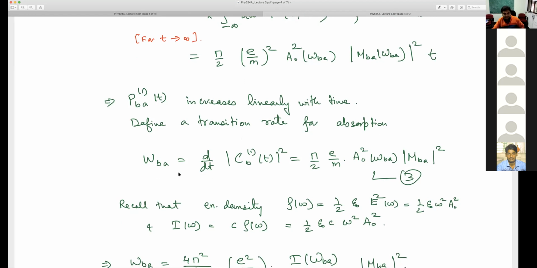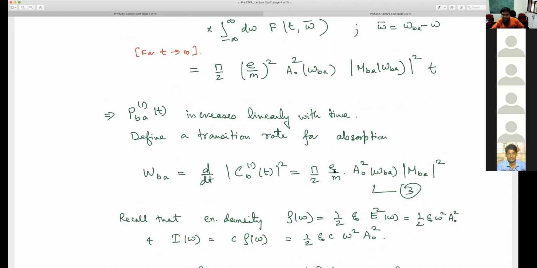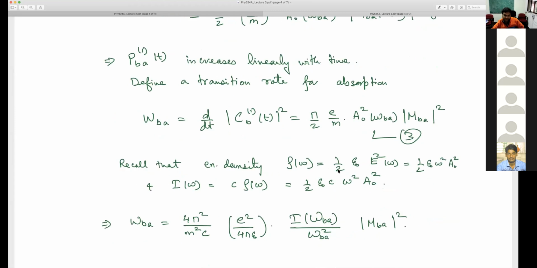So W_BA, which is just the derivative of this probability, P_1 BA, d by dt of mod C_B1(t) whole square. And this I can just immediately write from this equation which is right above. So pi by 2, e by m whole square. The square seems to be missing here, a typo. A0 square, omega BA and M_BA whole square basically. So this equation which I've written as equation 3 is half, the power of e by m whole square, the square is missing basically. So this I'll correct before I upload this.